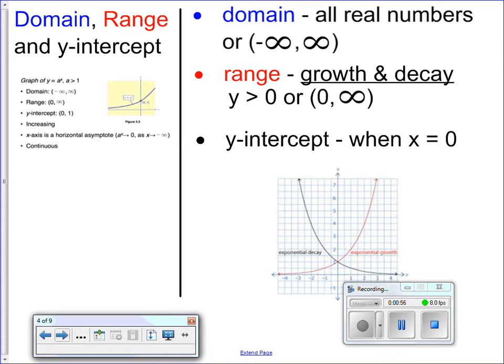For domain, range, and y-intercept: the domain is typically all real numbers unless it's some kind of word problem that has constraints. Our range is the growth and decay, so y is greater than 0, or you can say from 0 to infinity. And the y-intercept is when x equals 0.